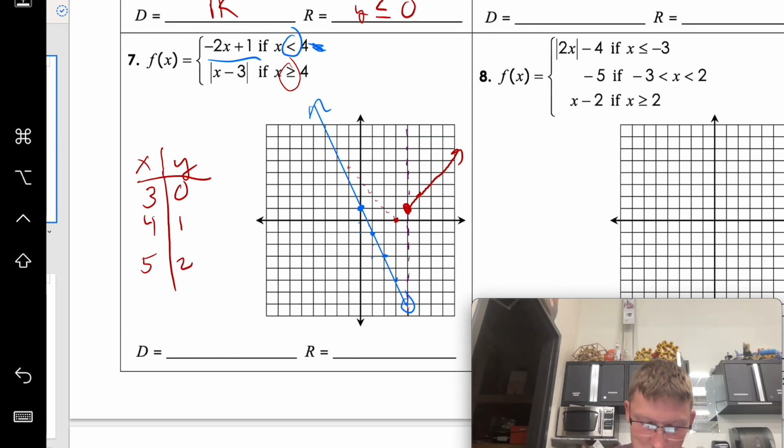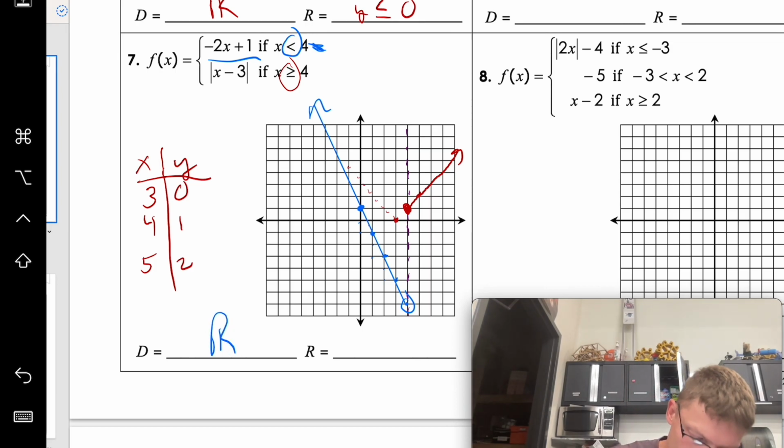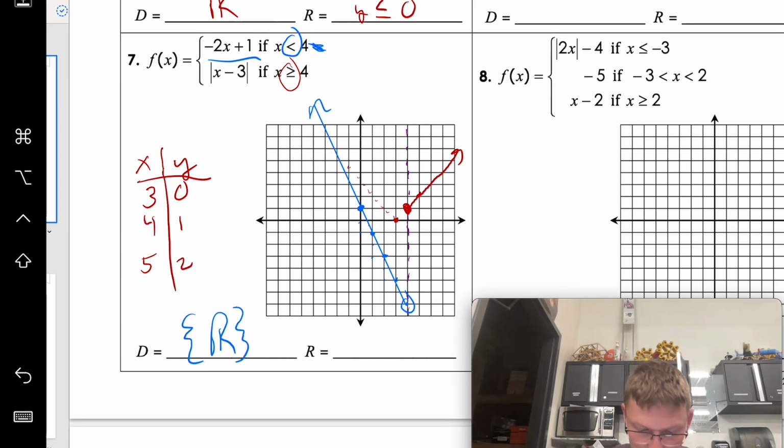So then from there, since it's piecewise, we probably do need to look a little bit closer at the domain and range. Domain is, again, our x values. So this is a line. We hit it all, but let's look at our border. Because this is a closed circle right there, our border is part of the domain. So we are still going to say all real numbers, but because it's piecewise, definitely double check that.